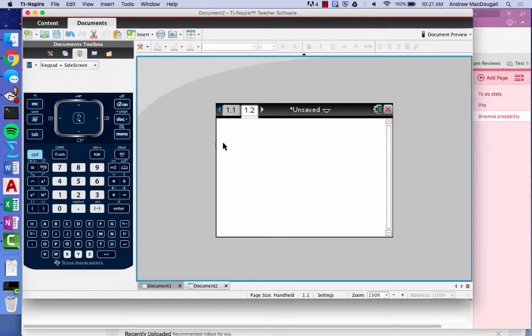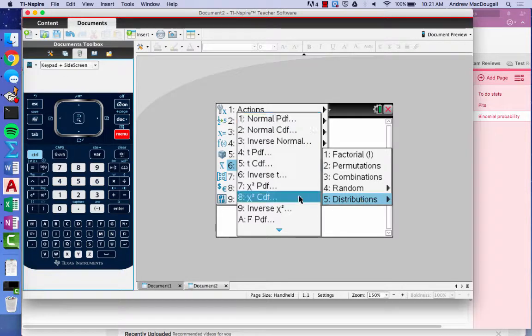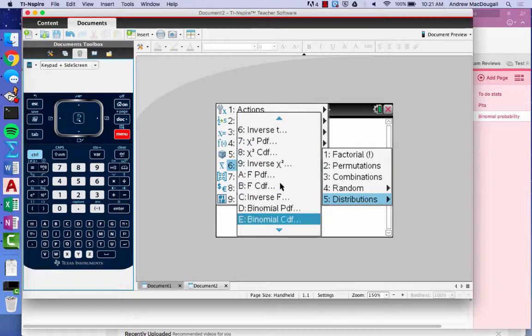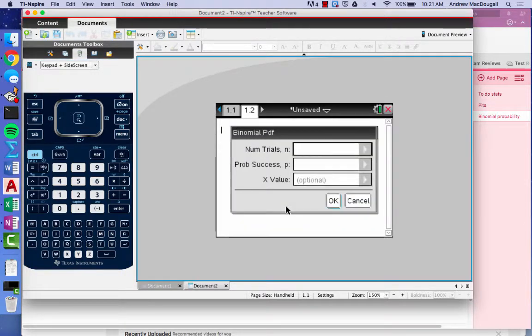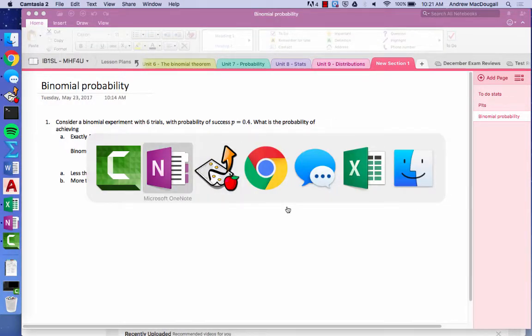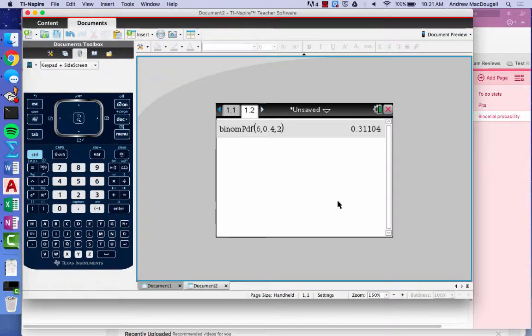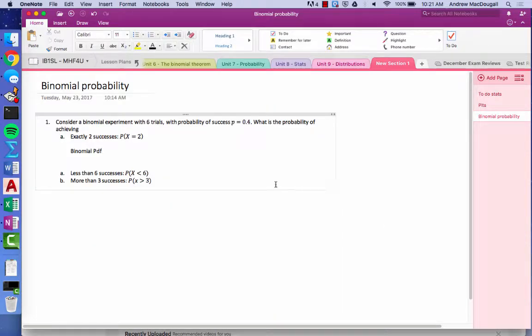So on your calculator, here's what that looks like. From a normal calculator screen, click Menu, go to Probability, Distributions, and scroll down until you find Binomial PDF, option D. You can fill it in. Number of trials: 6 trials. Probability of success 0.4. And we want to know the chance of having 2 successes, so you fill that in for your X value. And there right away, you see that is equal to 0.311.